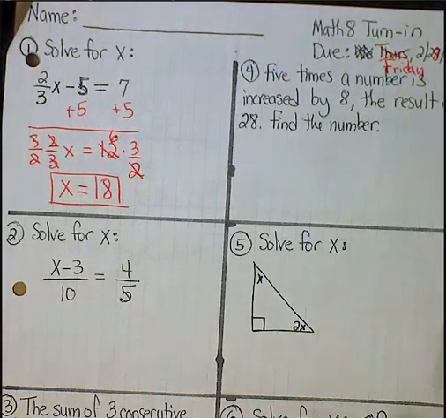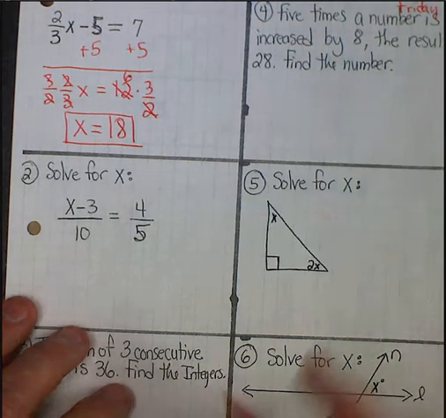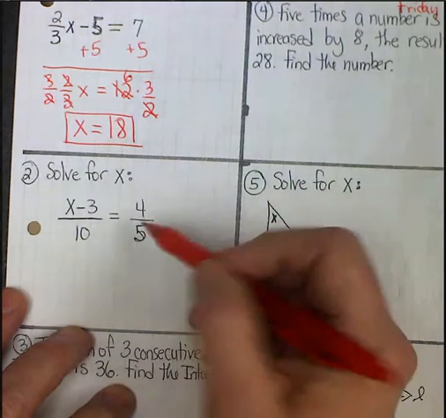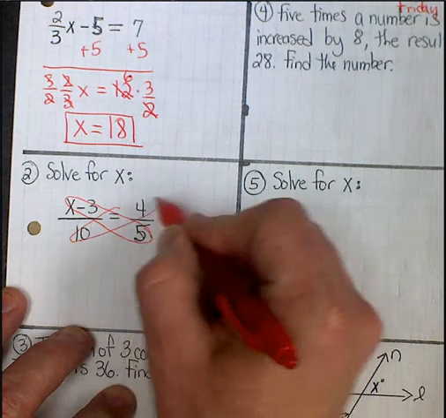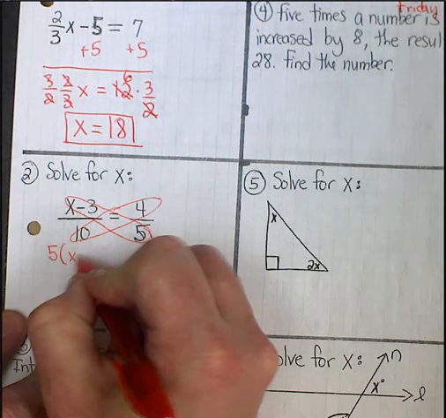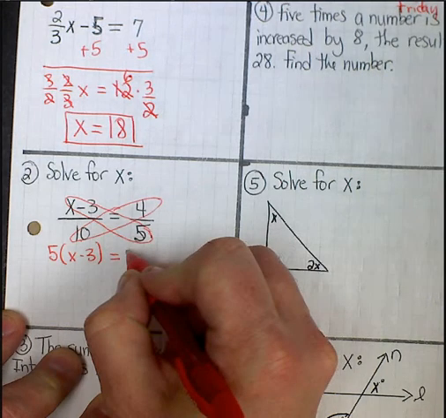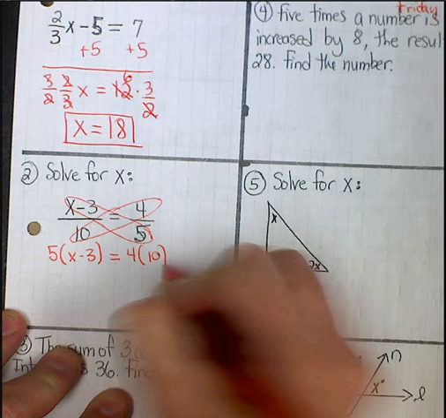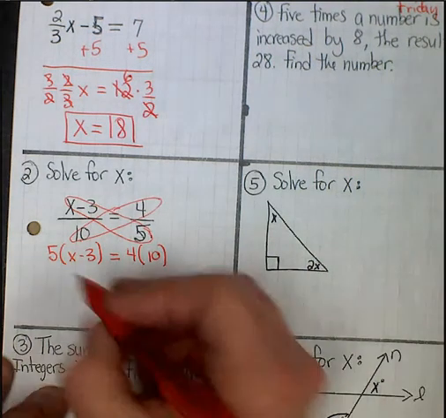Second question brings up that property of proportions again. And when you have a proportion that is a ratio set equal to a ratio, the rule that you follow is that the cross products must be equal. So that means if I take 5 and I multiply it by x minus 3, if it's really truly a proportion, that's going to equal 4 times 10.